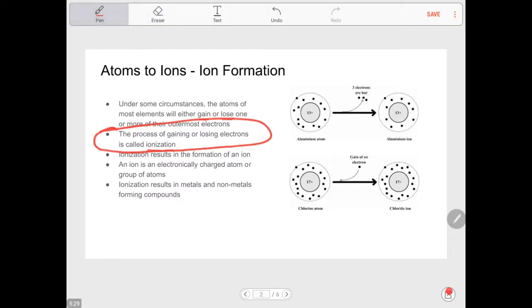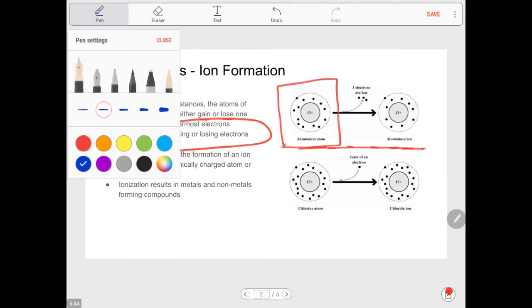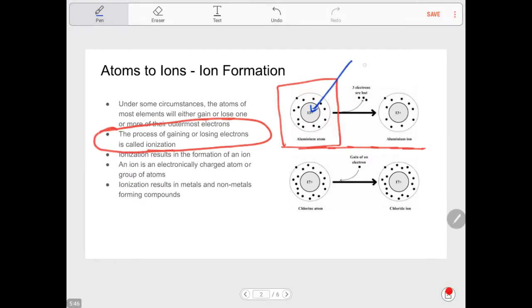Just to look at the diagrams here, if you look at aluminum, here's an aluminum atom. And what I can tell you is, let's just count. So there's 13. Can you see? I'm going to change my color. I'll go to blue. Can you see right there where it says 13 plus? So that must mean we have 13 protons.